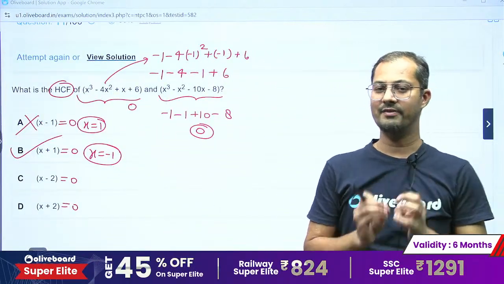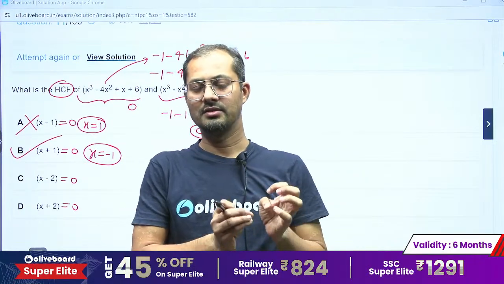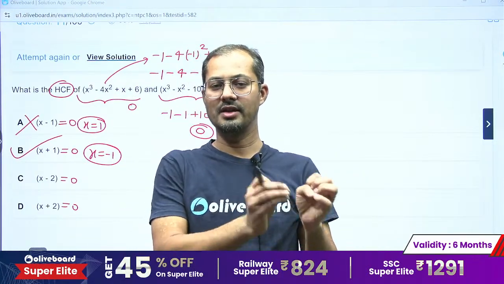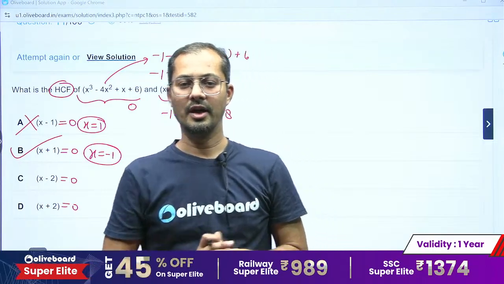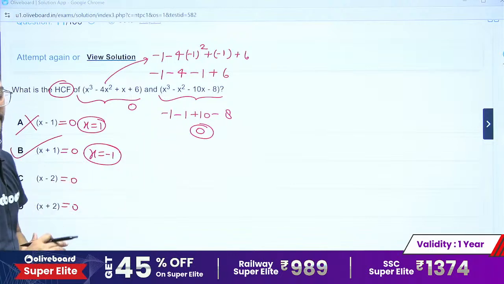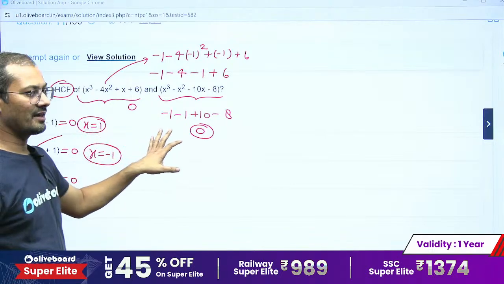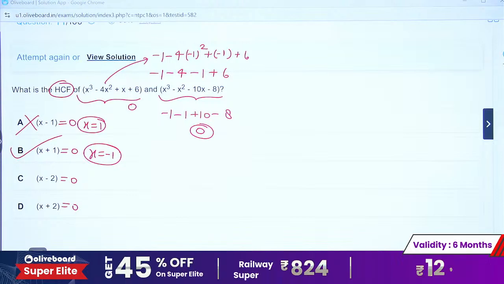So in an algebraic expression, what you need to do, whatever is the factor, just put that factor equal to 0, right? And take the variable value and put that value in the given expression or equation. So whatever you get, whether you are getting 0 or any number, if you are getting any number, that is the remainder. Okay, that is the remainder. So moving to the next question.